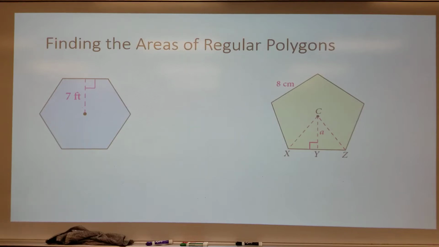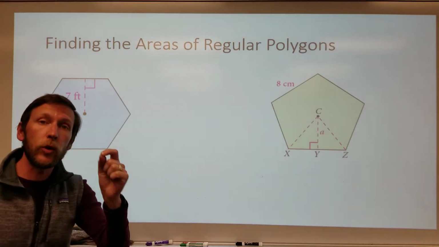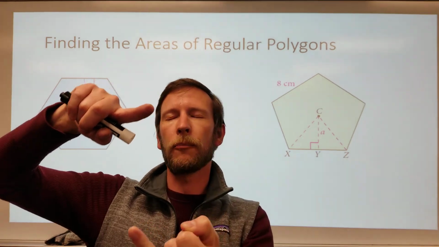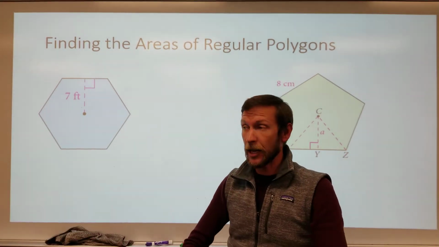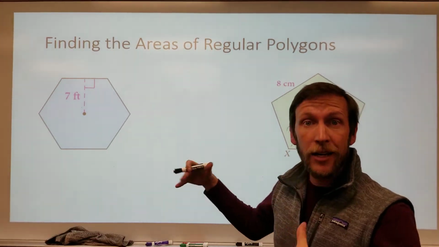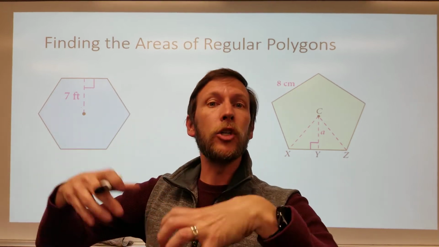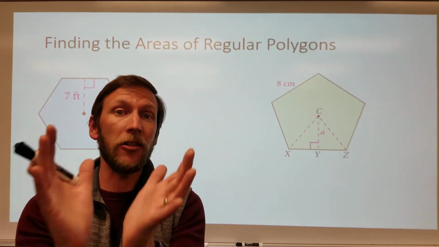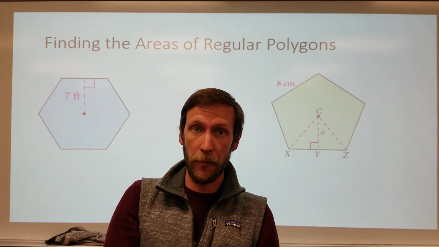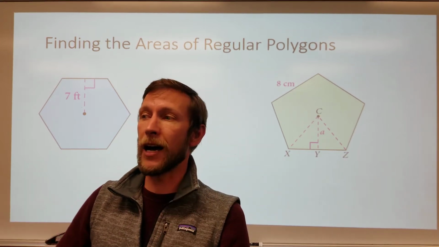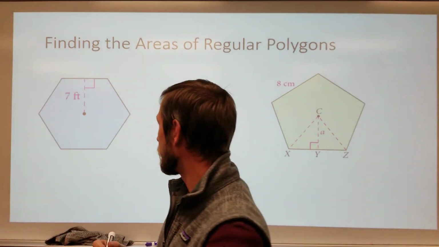And we used special right triangles, specifically with equilateral triangles, squares, and regular hexagons. But today, we're going to focus on using trigonometry, using the measures of those central angles that are then cut in half when we draw that apothem, to make sure that we can find the area of these polygons.